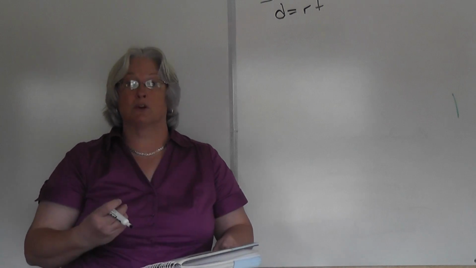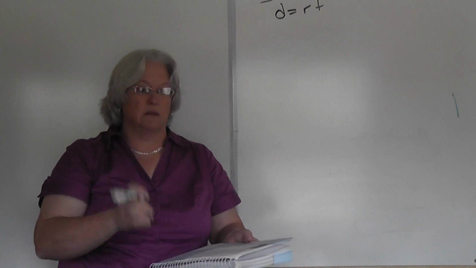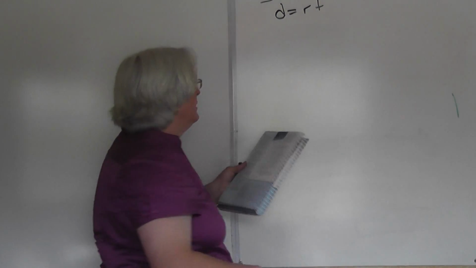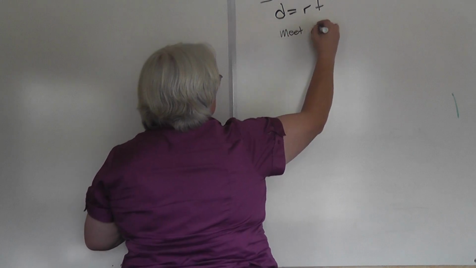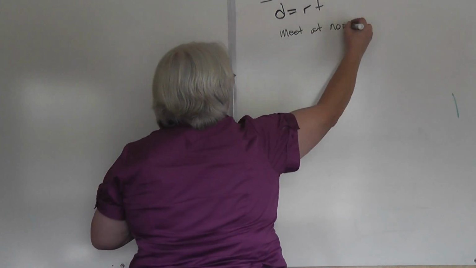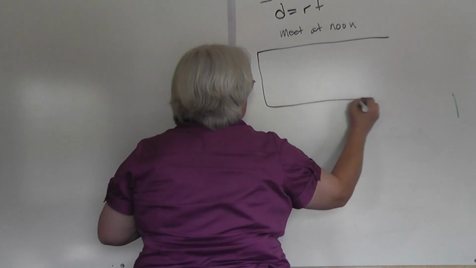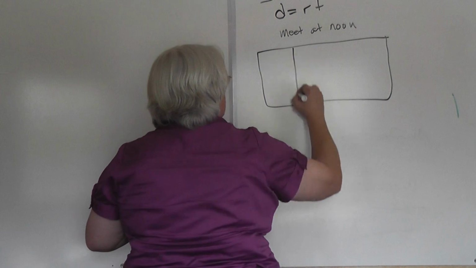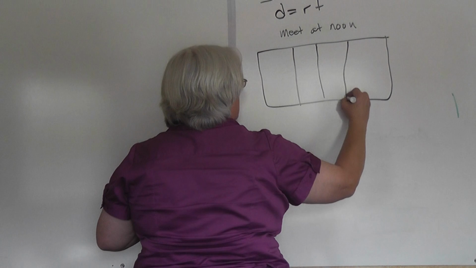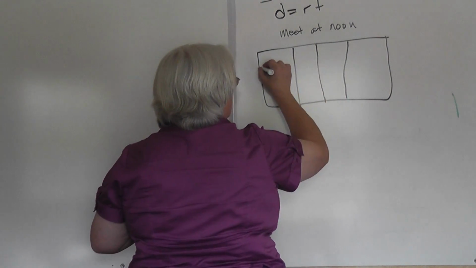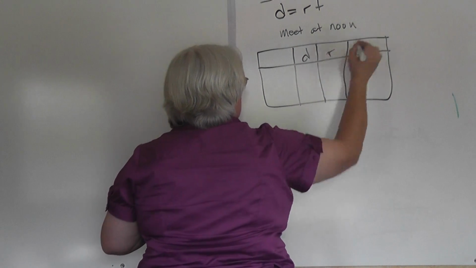Now there's a lot of things that are going on in this problem, so let's go ahead and take it a phrase at a time. We'll dissect it and see what information we have. Okay, they want to meet at noon. But before I do that, let's just go ahead and do a distance table here. We're going to have our time. Our distance is equal to rate times time.